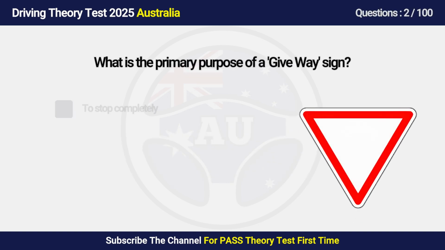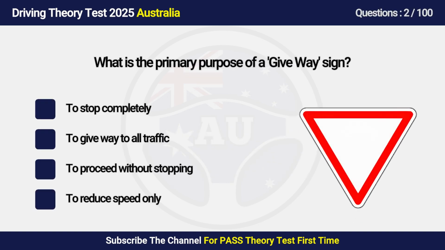Question 2. What is the primary purpose of a give way sign? A. To stop completely. B. To give way to all traffic. C. To proceed without stopping. D. To reduce speed only.